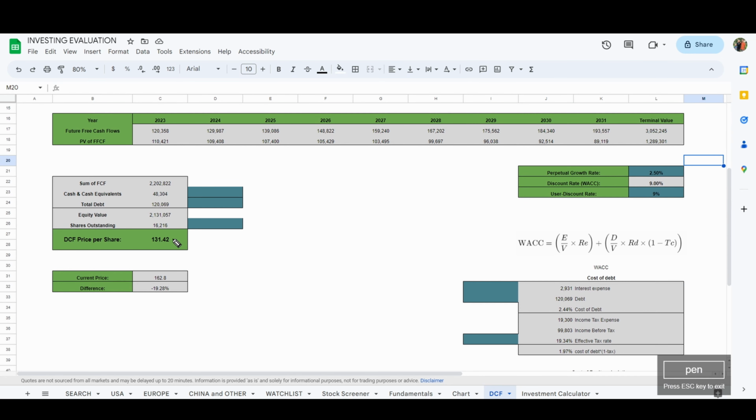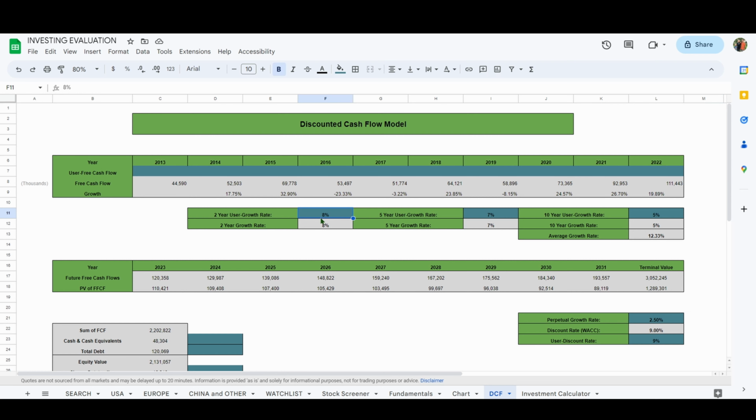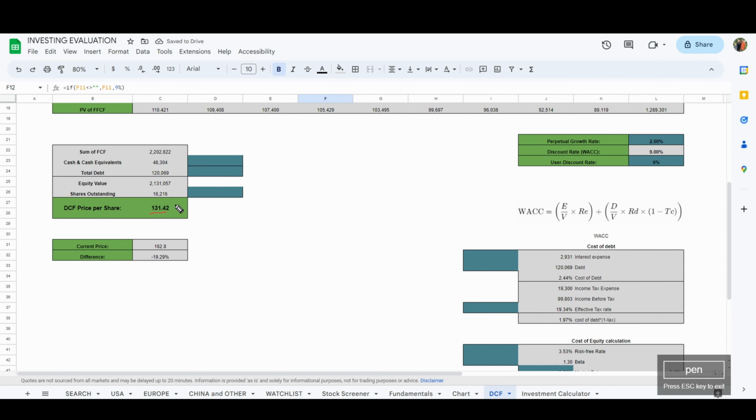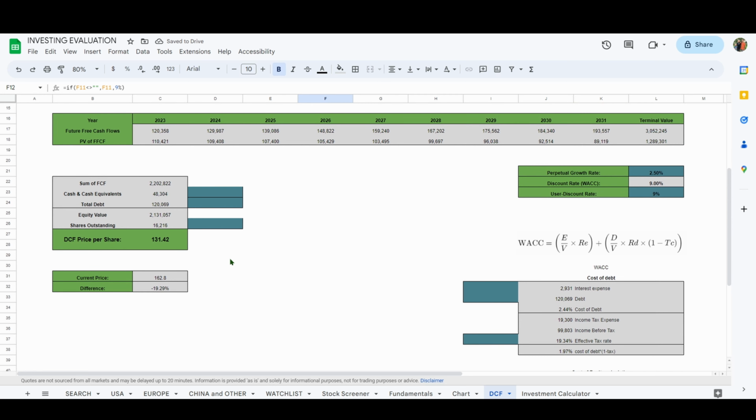Now, as you can see, we got the intrinsic value of approximately 131. I have this in my watch list at 127, 126, which means that I must have just changed the discount rate from 9 to 10, or maybe I thought that it's going to grow 9% per year. I don't know, maybe something else. But you should get about the same price.